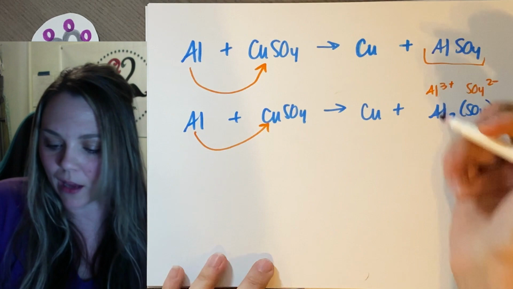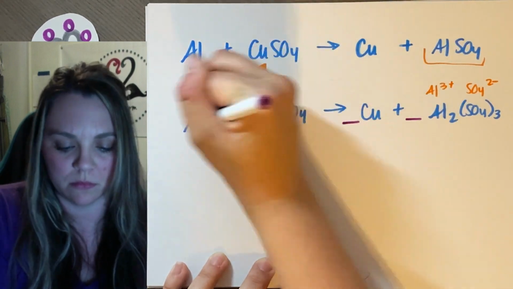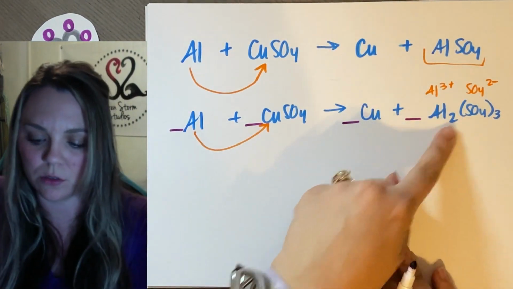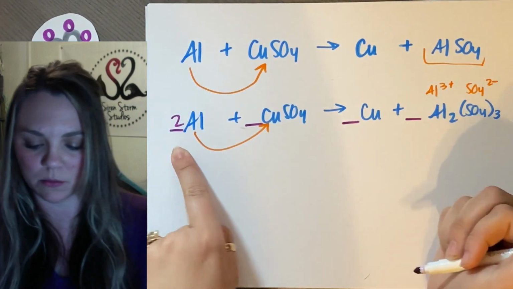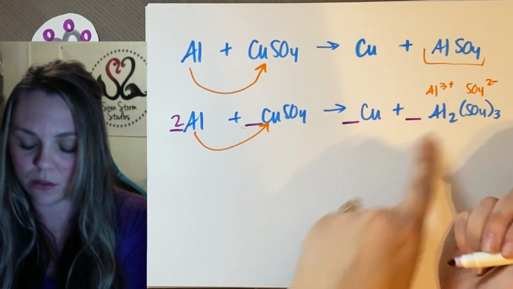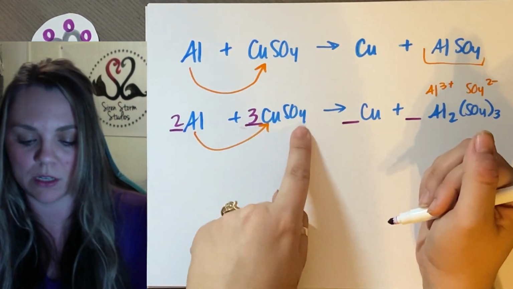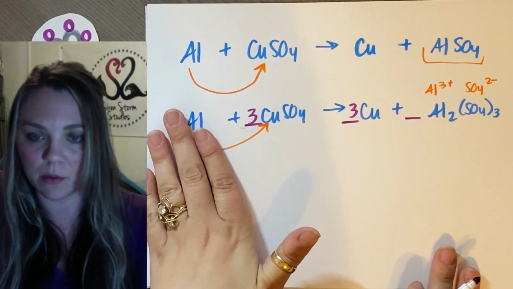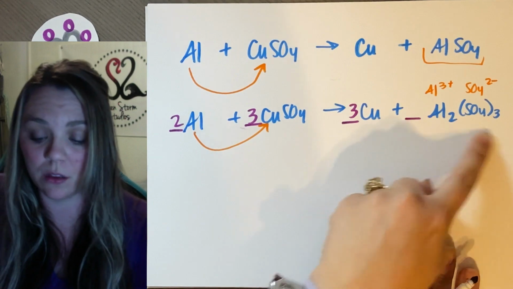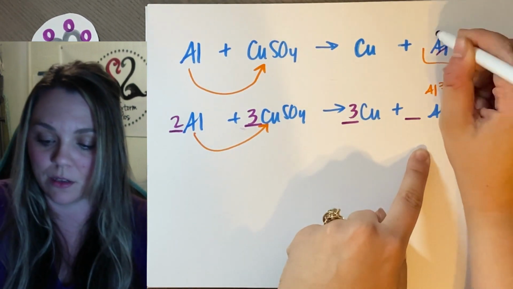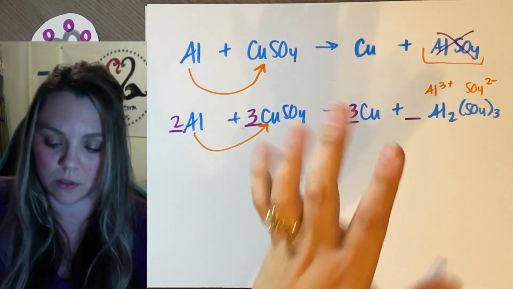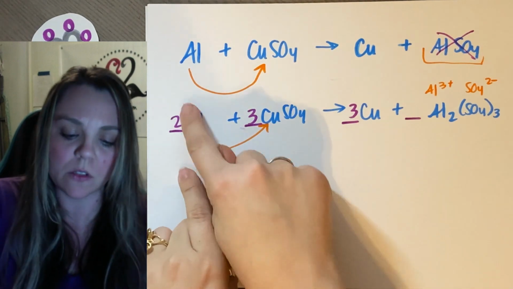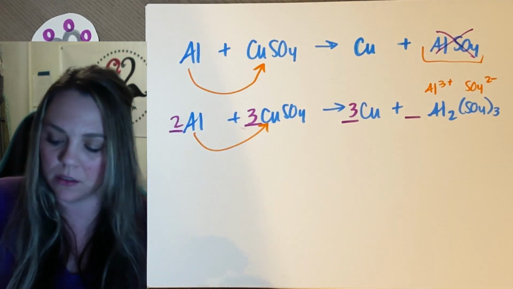Then you go back through and fix your coefficients. 2 aluminums, 2 aluminums, 3 sulfates, 3 sulfates, 3 coppers, 3 coppers. Now the balanced chemical reaction with a product that actually exists, right? The other way is no good. So just be careful of that, okay? So this is the case if the single is a metal.